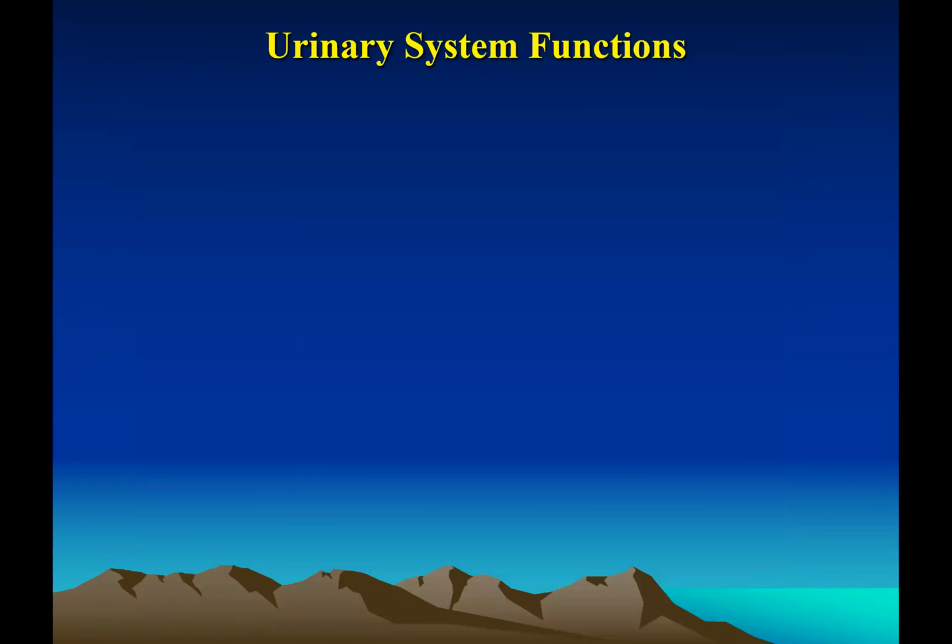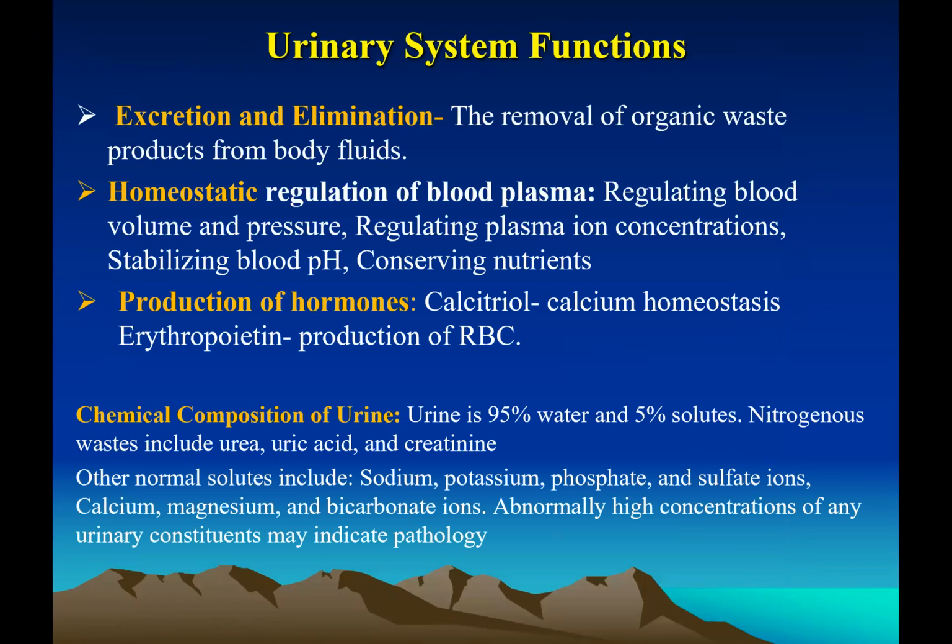So let's look at the basic functions of the urinary system. It's classified under 3 main points. The main thing is excretion and elimination of organic waste. So some of the byproducts of metabolism are nitrogenous waste. Like if you remember, DNA and RNA have a lot of nitrogenous bases in them. And also creatinine, that's waste produced in the muscles, or urea and uric acid. So they are all metabolic waste. So these have to be eliminated from the body.